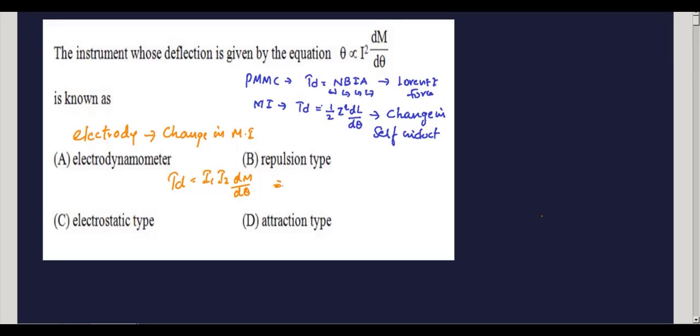So if I consider an ammeter, the current flowing through the series coil and the current coil is the same, that is, the current coil and potential coil carry the same current, so you get I square dM by d theta. Okay, so this is the relation for the electrodynamometer. You can see here, this is a mutual inductance. Mutual inductance is there, that's why it is an electrodynamometer type instrument.